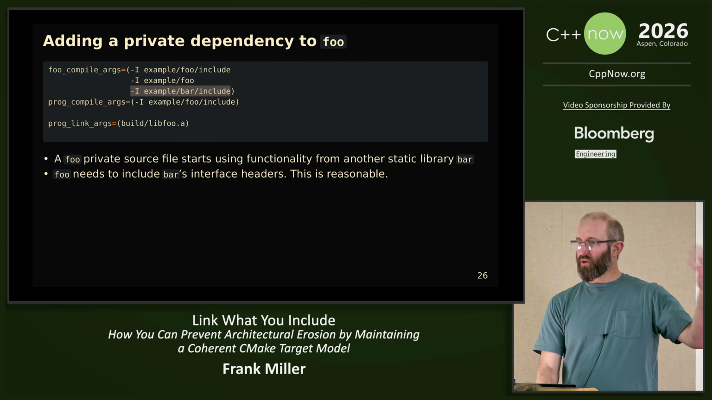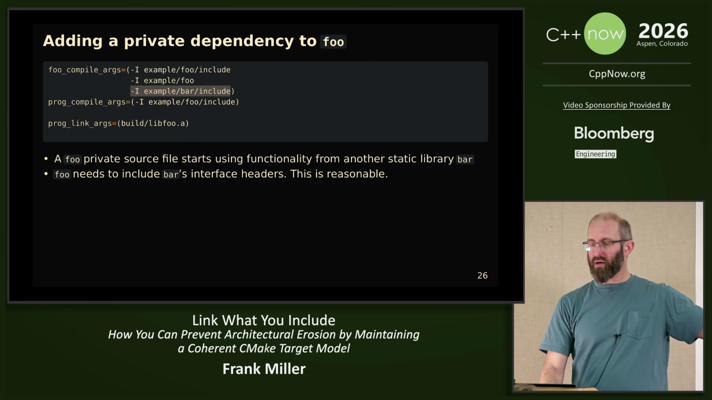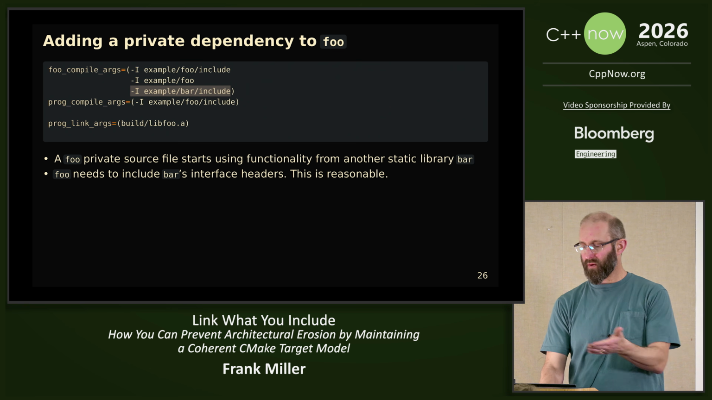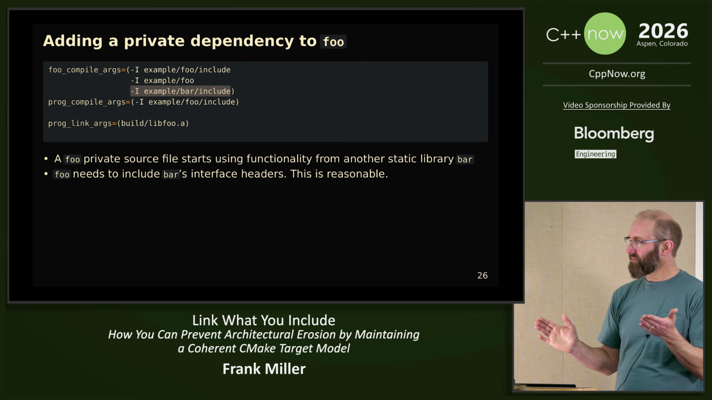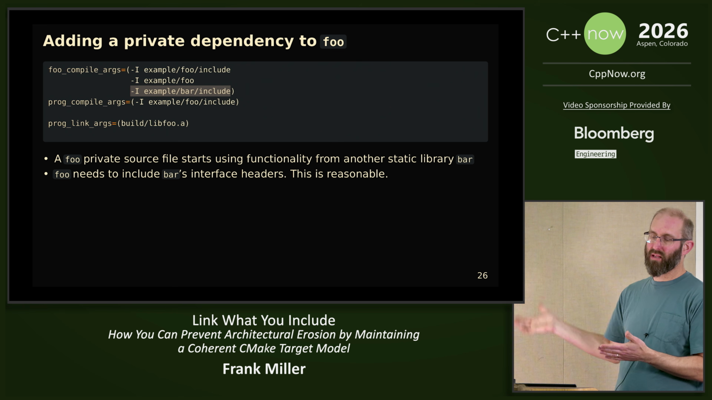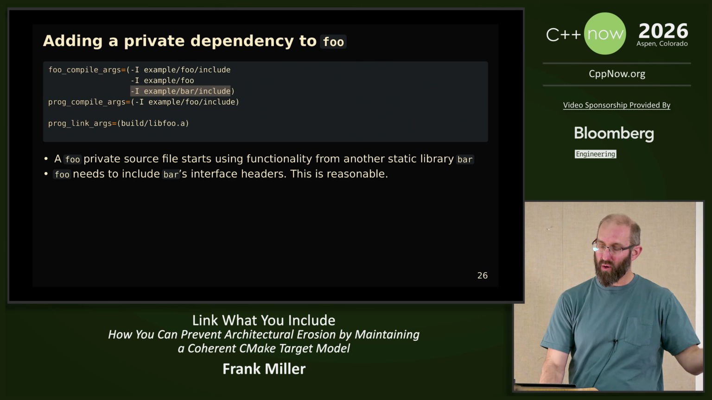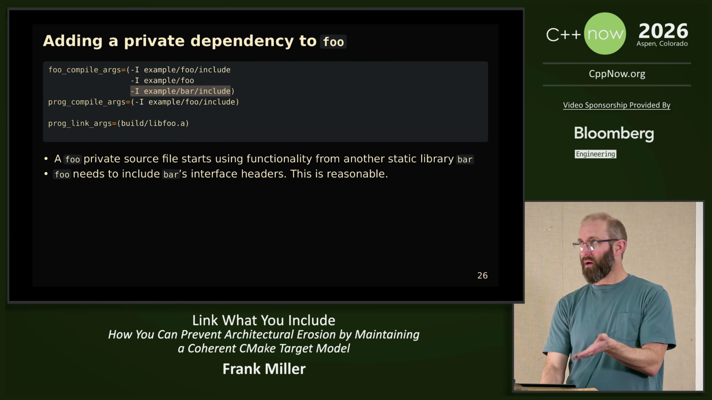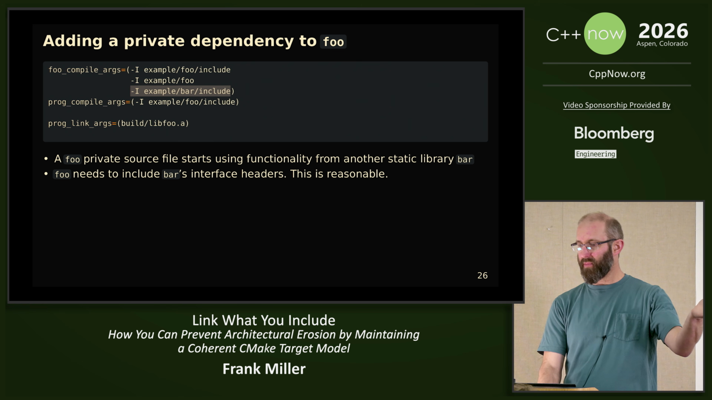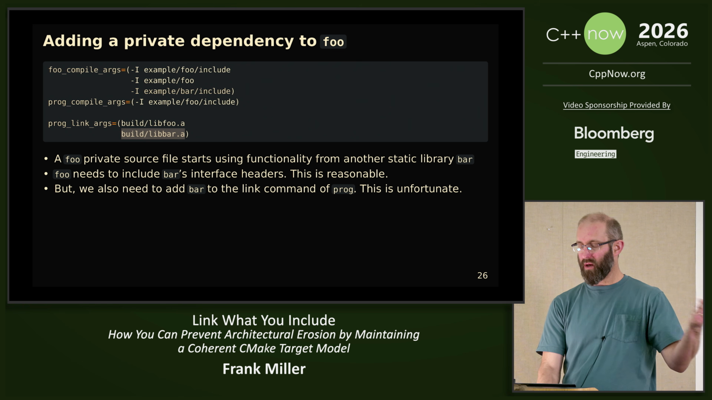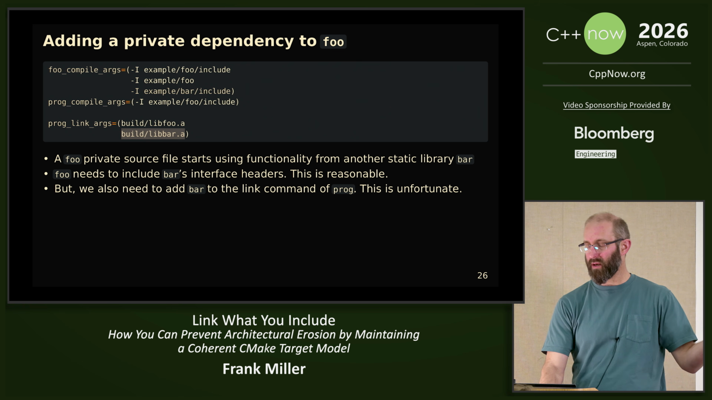Well, we need to include the directory where bar's interface headers are going to be, okay? But if we just do that, we're going to get a linker error, because when we try to link prog, foo will have unresolved symbols to this bar dependency, so we have to also pass bar to the prog link arguments.